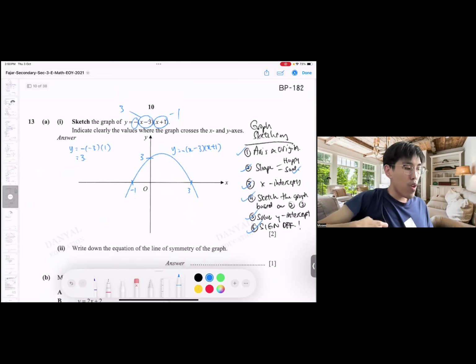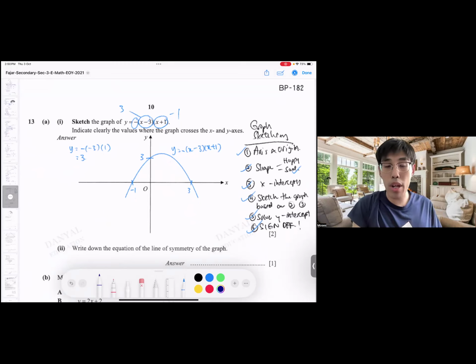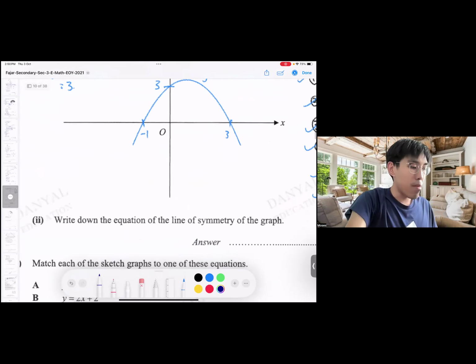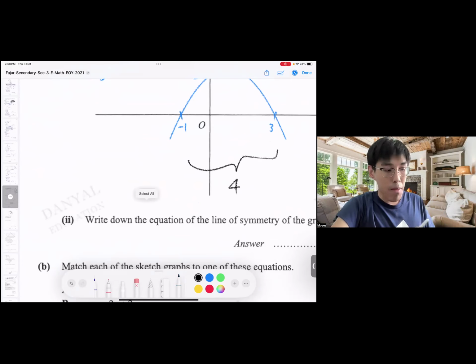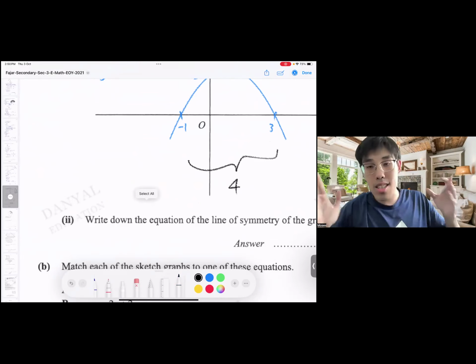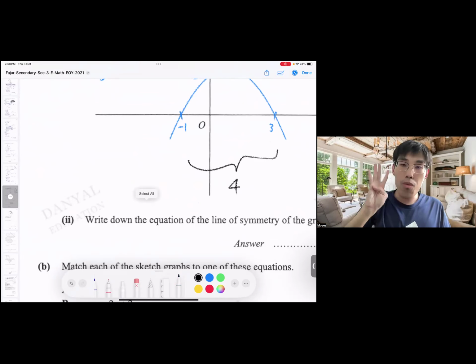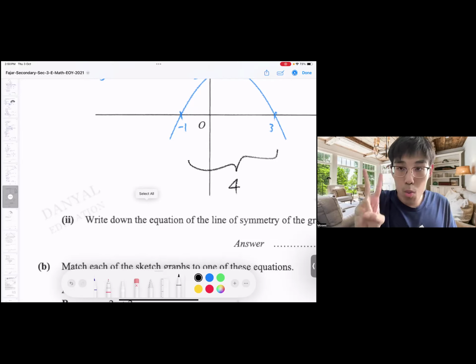Okay, write down the equation of the line of symmetry of this graph. Very straightforward. It is the midpoint of -1 and 3. That means I'm looking at the distance. The idea here is we need to understand what is the distance here. The distance here is 4. That means the distance from any one point to the midpoint is 2. Listen to that again. The distance is 4 units. So 4 divided by 2 is 2. What does this 2 mean?